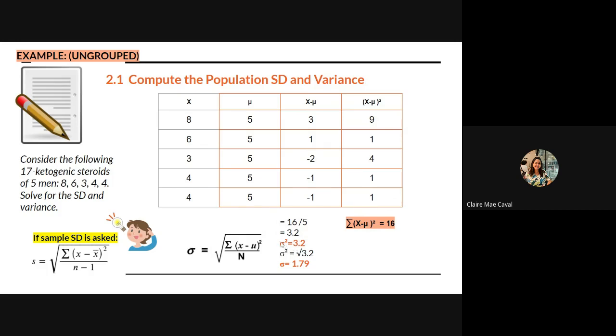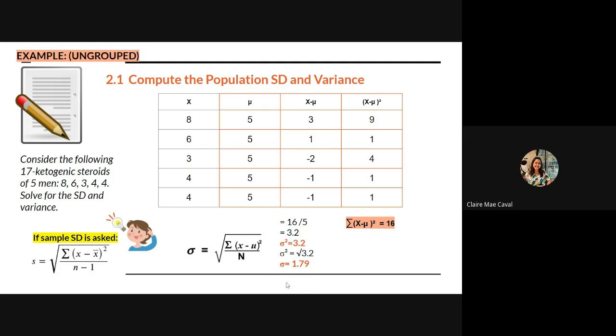Again, population variance is the square of your standard deviation. So this one, we haven't taken the square root yet, this is the population variance. When we take the square root of 3.2, with the radical symbol, which is equal to 1.79, this is already your standard deviation. Again, this is the population variance, and this is the population standard deviation.